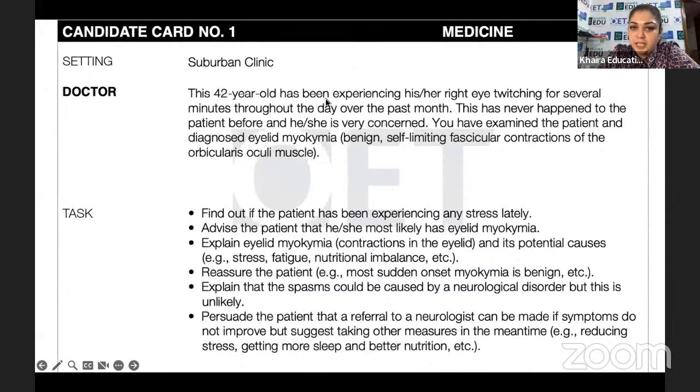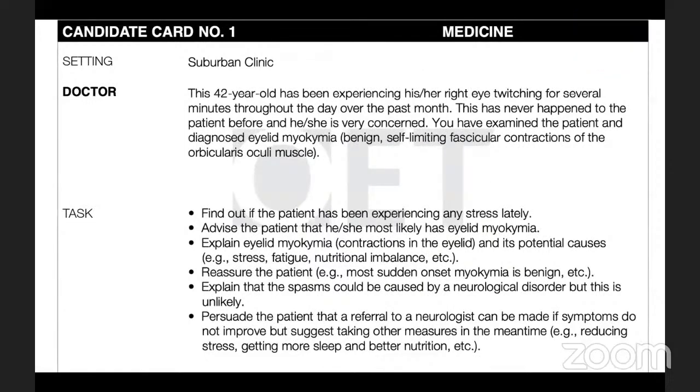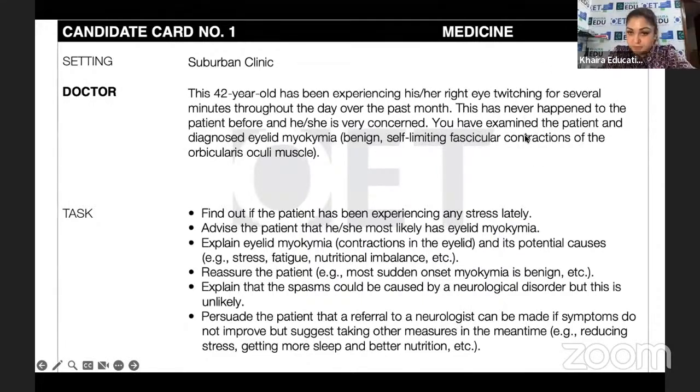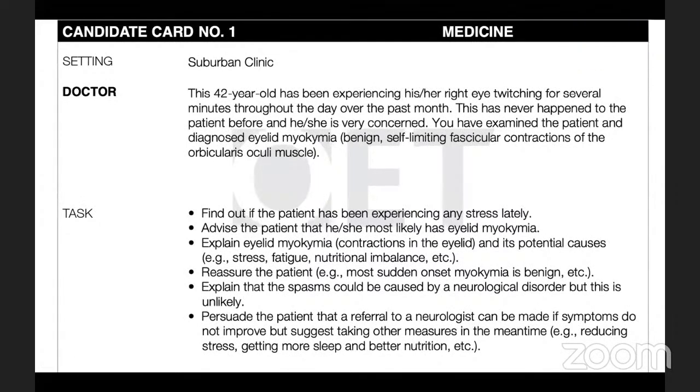So this 42-year-old has been experiencing his or her right eye twitching for several minutes throughout the day over the past month. This has never happened to the patient before, and he or she is very concerned. You have examined the patient. Which tense is this? Present perfect. So has this action happened? You have examined. Are you going to examine, or the examination is complete? Examination is complete, ma'am.